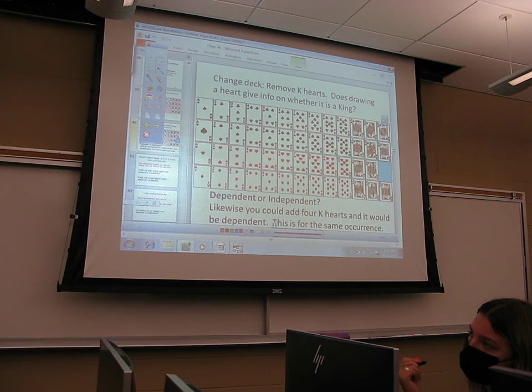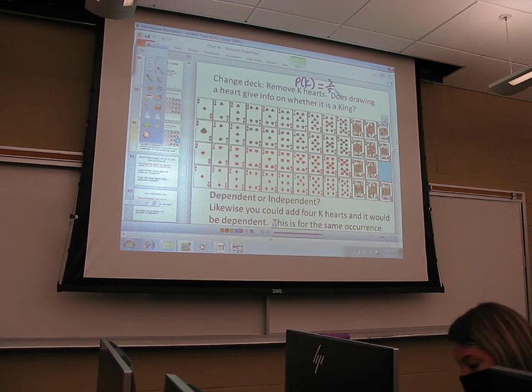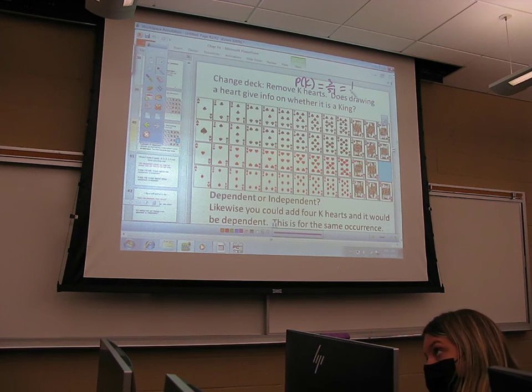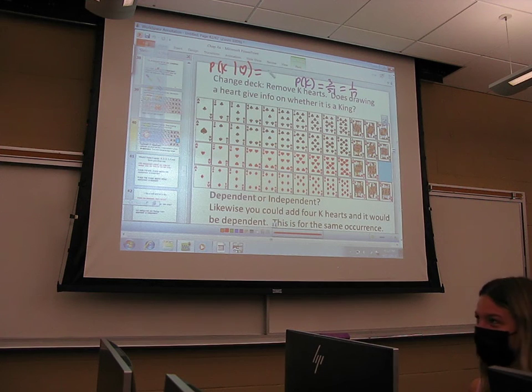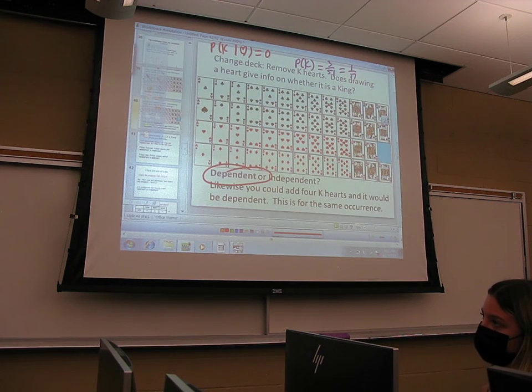Because the probability of king is 3 out of 51 after I remove the king, so it simplifies down to 1 out of 17. The probability of king, given it's a heart, is 0, just like you guys said. So everybody with me? That makes it dependent, because knowing it's a heart gives you information about whether or not it's a king. It changes the probability. You don't have to change it completely to 0, but if it changed, okay.